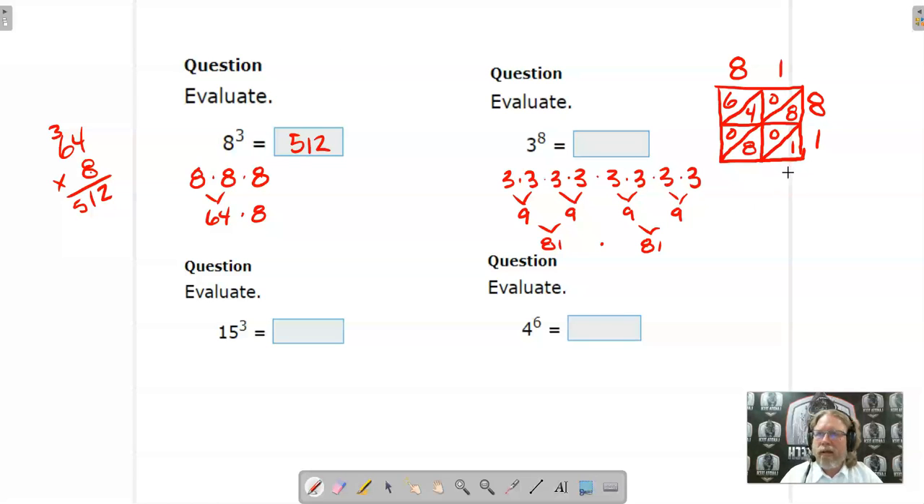So 1, just here. 8 plus 0 plus 8 is 16. And we're going to put the 6 there. And just like adding stacked numbers, we're going to carry that 1 up to that next column here. So 1 plus 4 is 5. And then we got the 6 there.